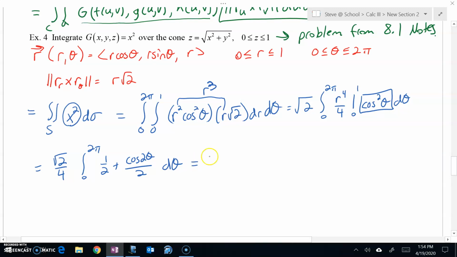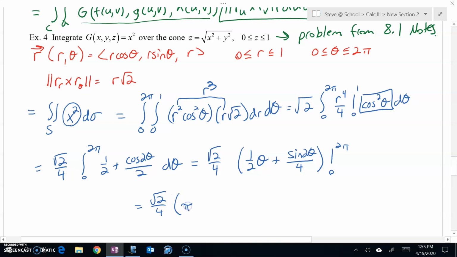So now we integrate. We have this out here. We have this inside, evaluating this from 0 to 2 pi. Okay? So when we put 2 pi in, we get pi. 2 pi will be a 4 pi, that'll be a 0. So we get root 2 over 4 times pi plus 0 minus 0 plus, again, 0. So basically this is pi root 2 over 4.